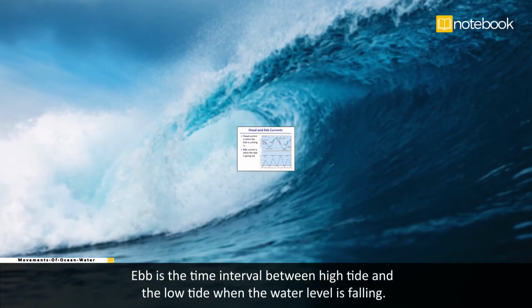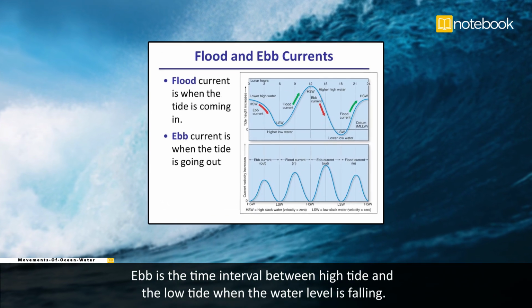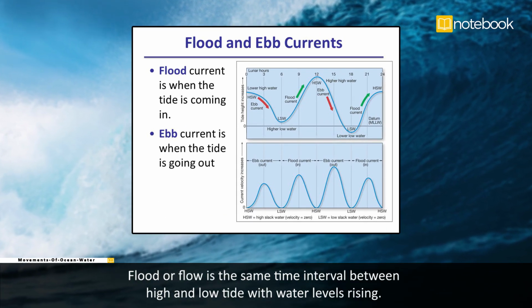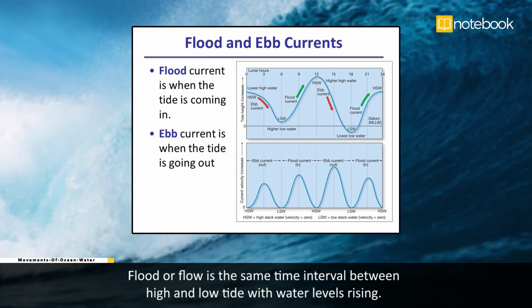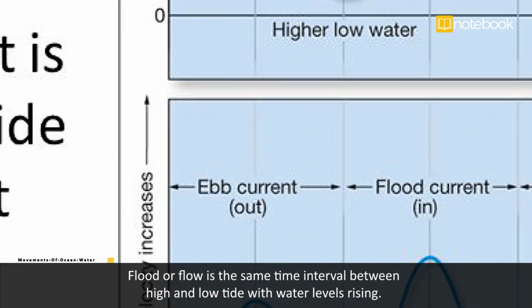Ebb is the time interval between high tide and low tide when the water level is falling. Flood or flow is the same time interval between low and high tide with water levels rising.